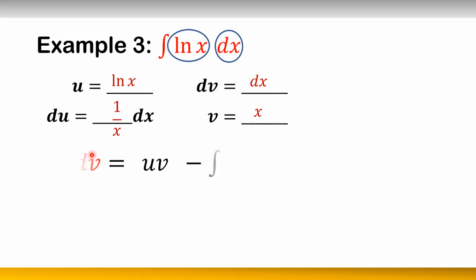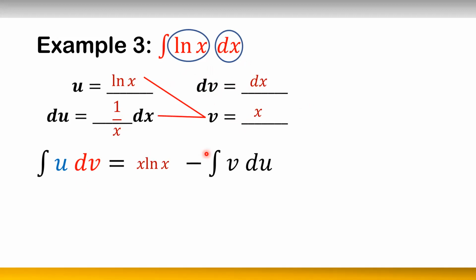Ano na yung kasunod? We have this formula. So, uv, the product of this will be x ln x, minus the integral of this product. So, integral of 1 dx. Naging 1 na lang siya kasi nag-cancel yung x natin.